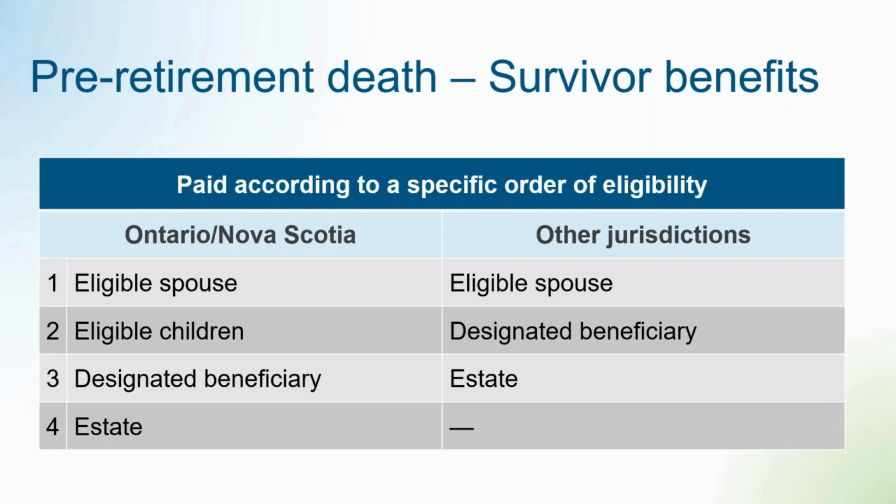For members employed in jurisdictions outside of Ontario and Nova Scotia that do not have an eligible spouse, their designated beneficiaries or their estate will receive the pre-retirement death benefit in a lump sum payment. There is no children's pension in these other jurisdictions.